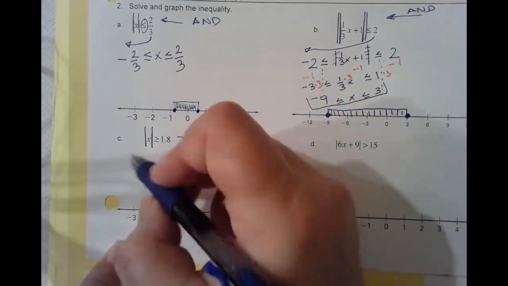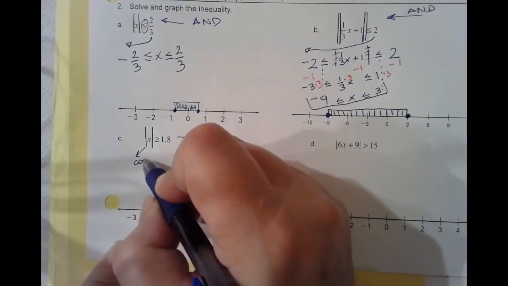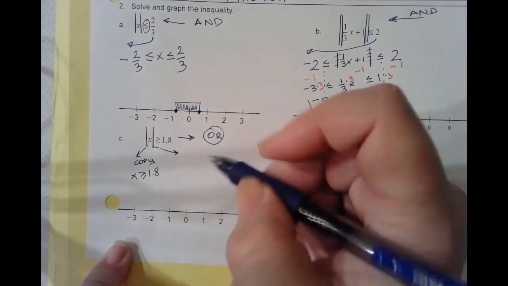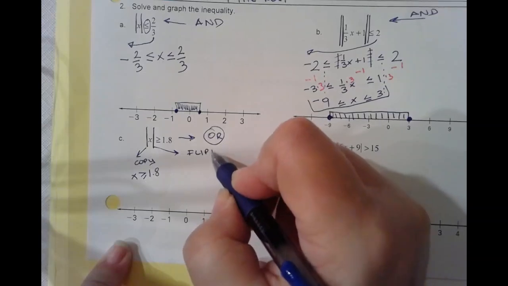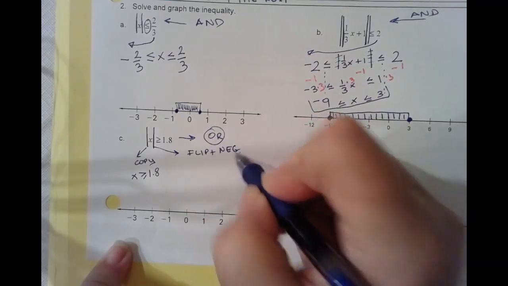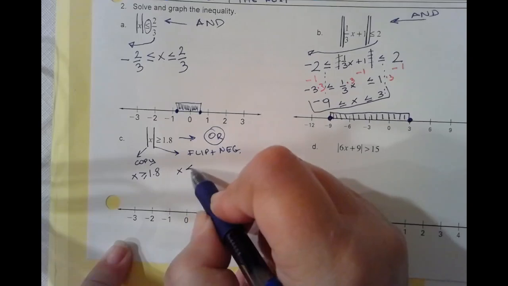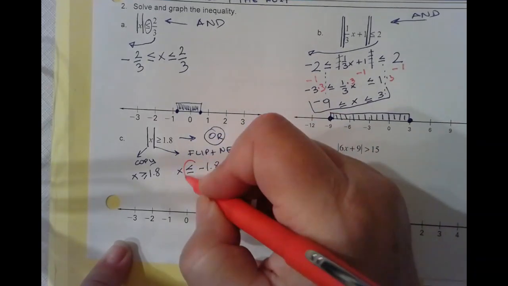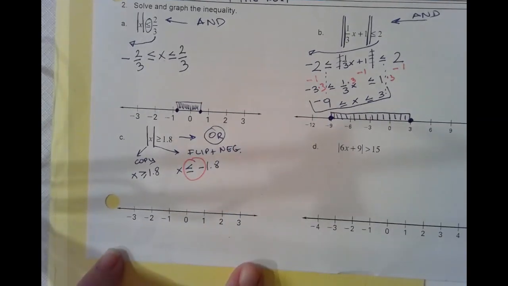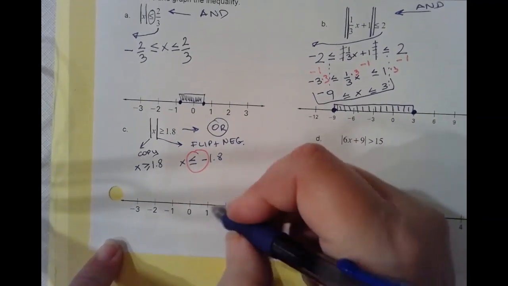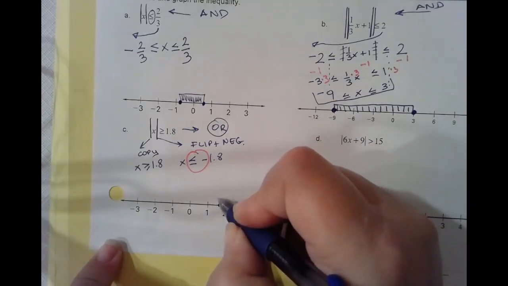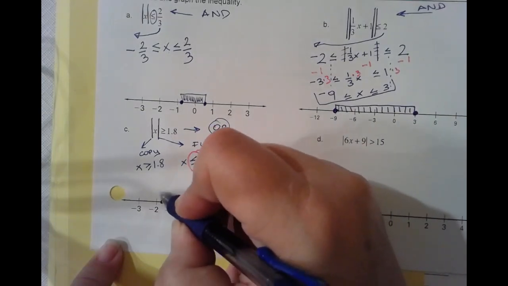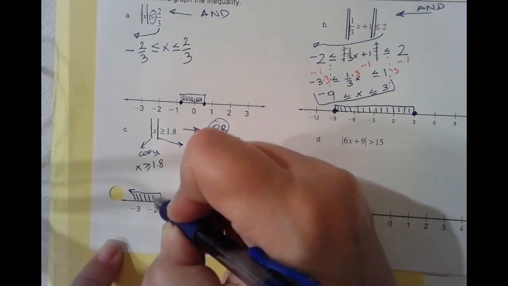I know that in OR, the first equation is copy, so it's going to be x is greater or equal to 1.8, and the second one is going to be flip plus negative, so it's going to be x is less or equal to negative 1.8. I want to emphasize this. So flip and negative. So now when I graph, 1.8 is greater, so it goes to the right, and negative 1.8 goes to the left.